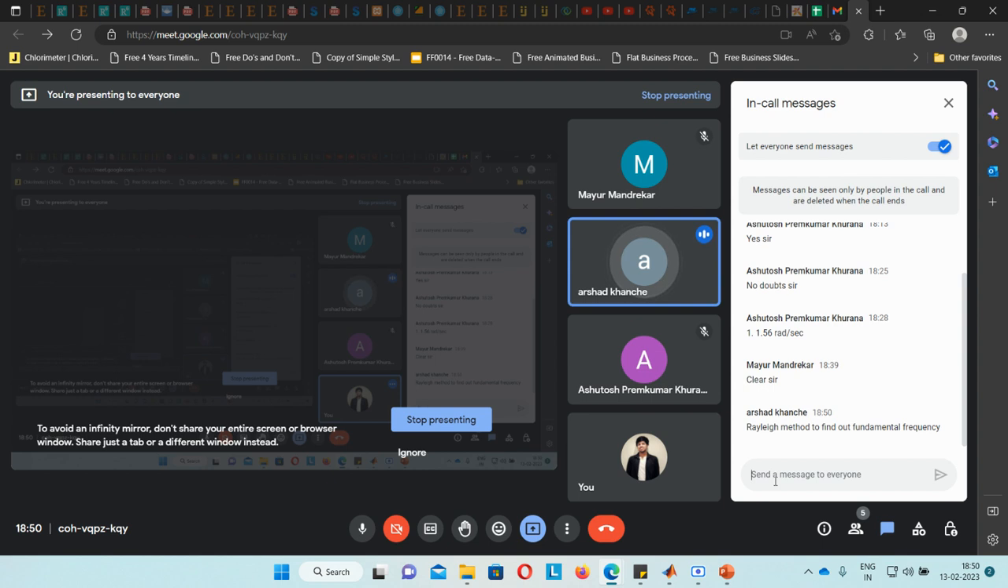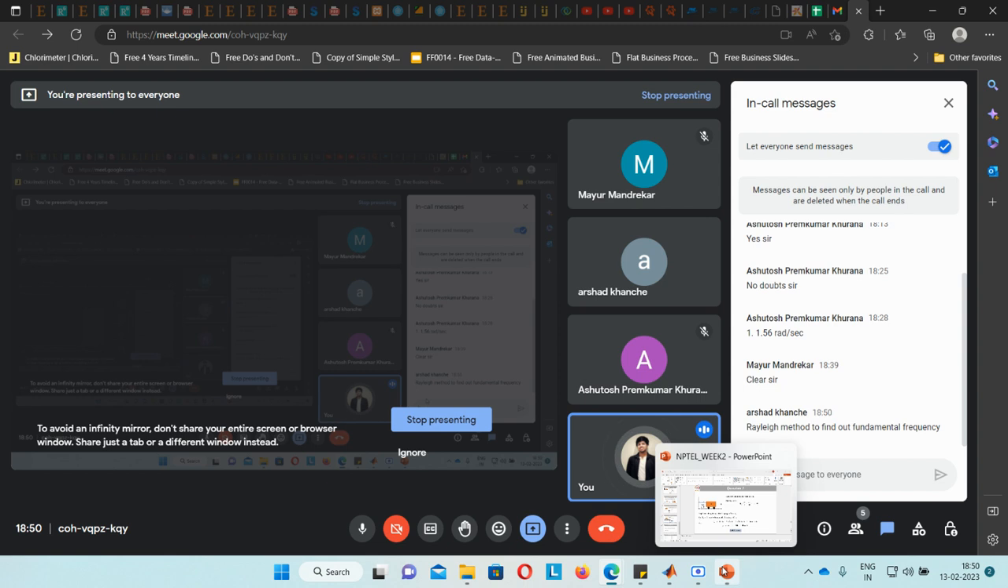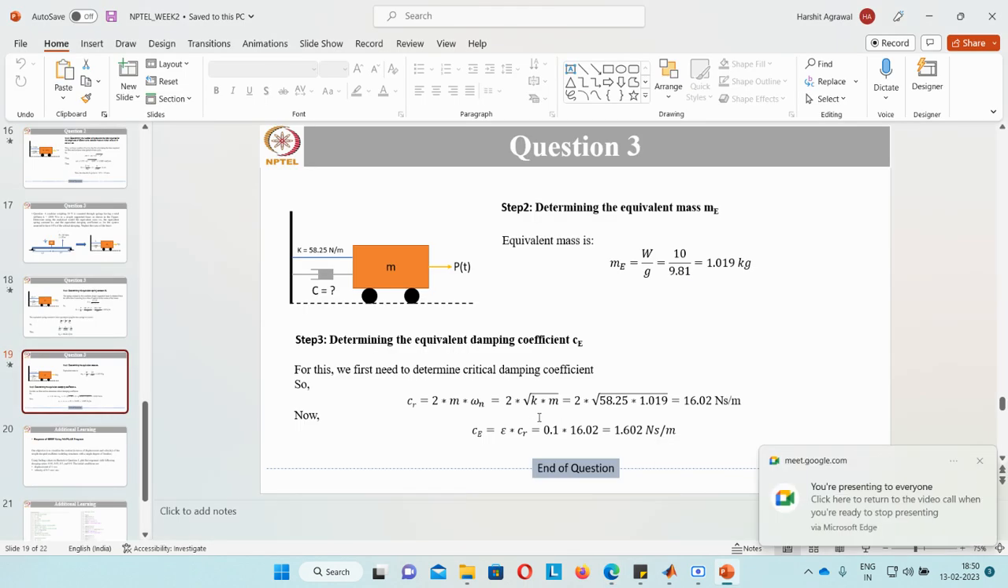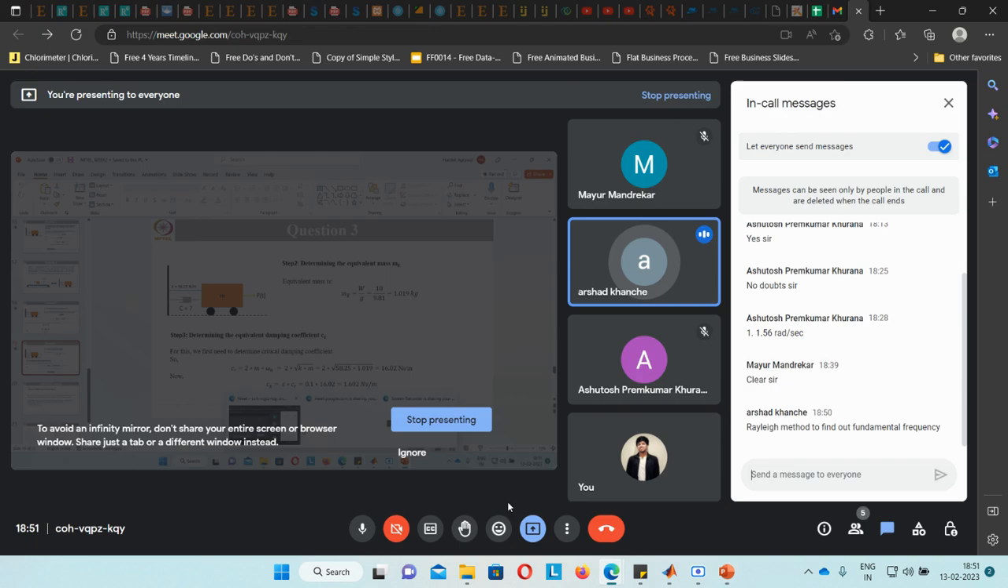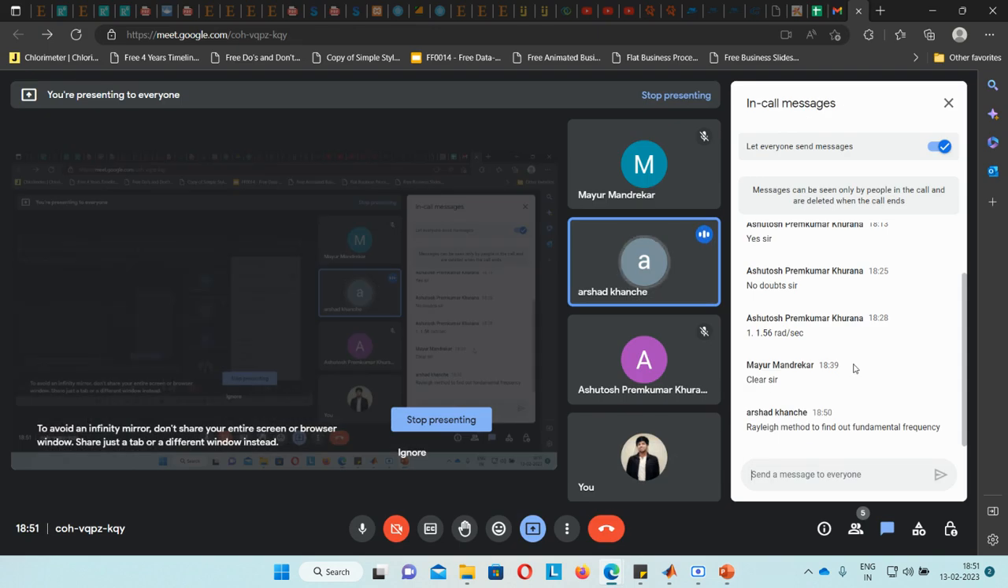Sir, this is a different method. Yeah, it may be a different method. Is it related to this question or something else? Something else, university exam related. A question about solving the fundamental frequency using the Rayleigh method. In the syllabus, there is a Rayleigh method, in future.